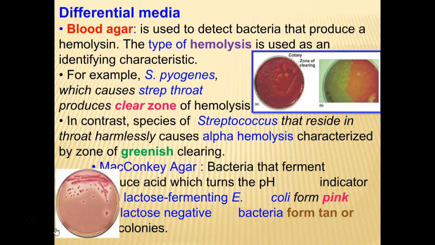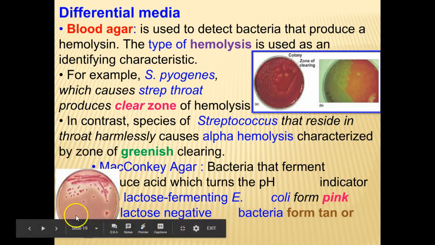In contrast, species of Streptococcus that reside in the throat harmlessly cause what's known as alpha hemolysis. That's the picture on the right labeled B. It's characterized by a zone of greenish clearing. You can see the green on that one. It's pretty obvious. Now, we got some stuff cut off over here because of course I forgot, I used Google Slides.